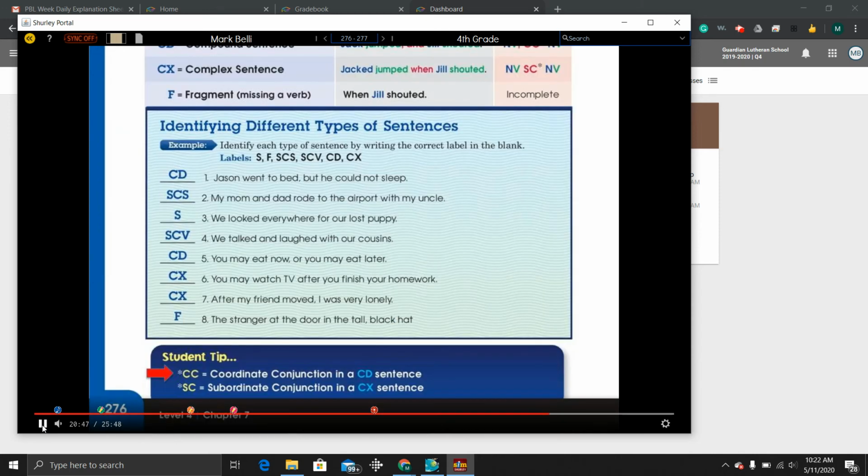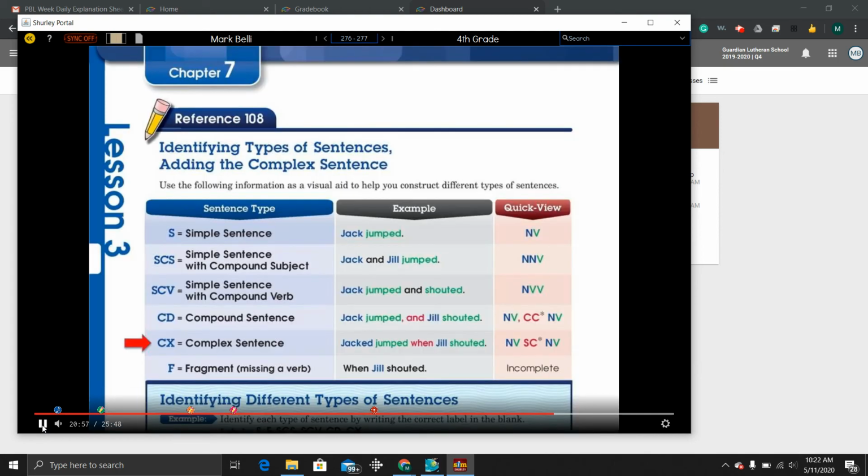Take a quick look at the student tip, please. Again, CC equals coordinate conjunction in a compound sentence. The next sentence type is a complex sentence. Remember to label it with capital CX. A complex sentence is created when you join an independent clause to a dependent clause. Look at the example and read it with me, please.